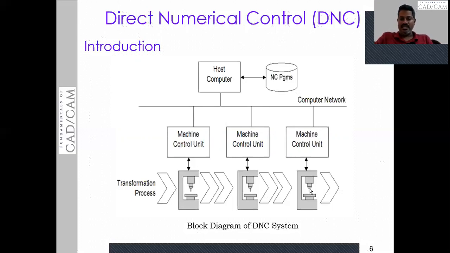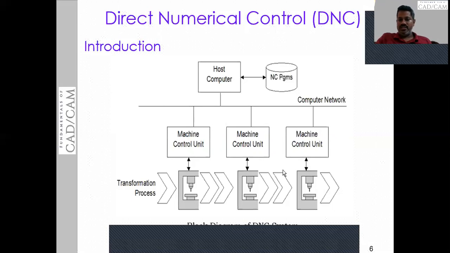In this figure, you can see there are three NC machines, and these three NC machines are connected to three machine control units. However, the host computer is one. Machine control units must be different. Every machine tool must have the machine control unit, because all the machines are not going to perform the same work and same operation. These machines are going to perform different operations according to the signals or according to the instructions of the program received by the machine control unit.